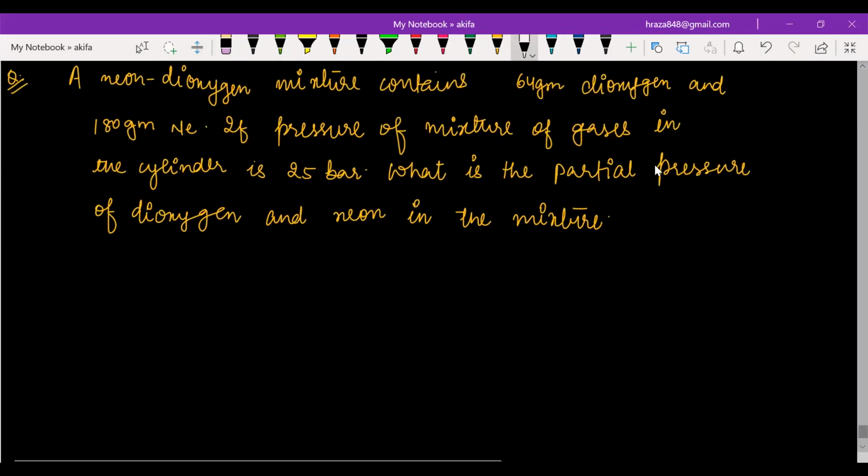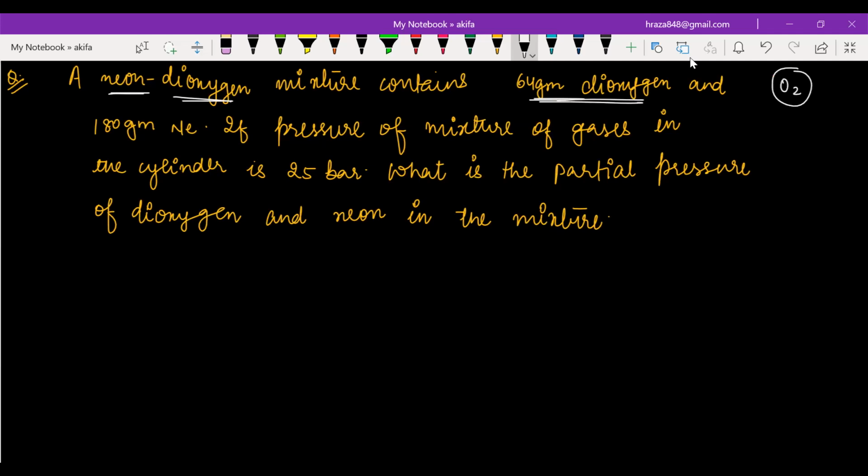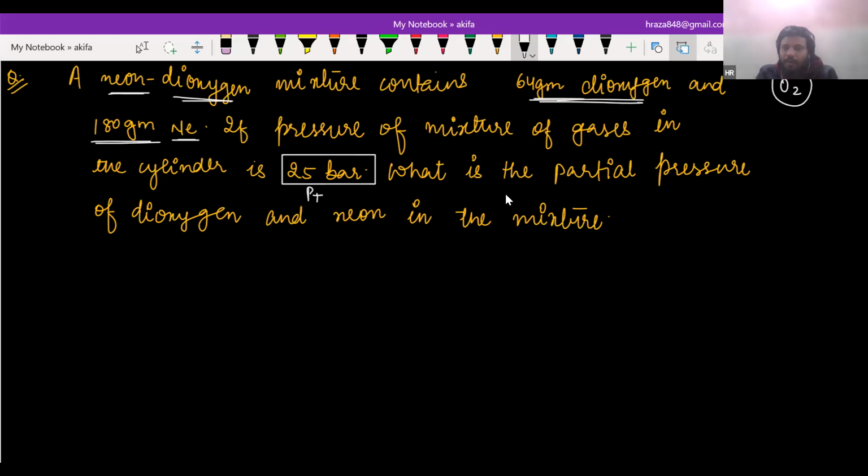Okay, just see here. There are two gases, neon, which is a noble gas, and dioxygen. That means they are non-reacting gases. The mixture contains 64 gram of dioxygen, that means it is talking about O2. Another gas is neon, 180 gram. The pressure of the mixture of gases, that means total pressure, is given as 25 bar. This is PT, total pressure. What is the partial pressure of dioxygen and what is the partial pressure of neon?